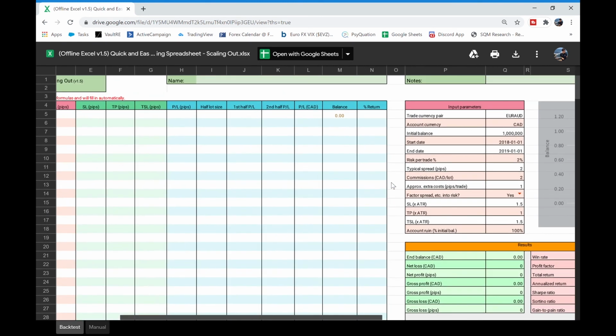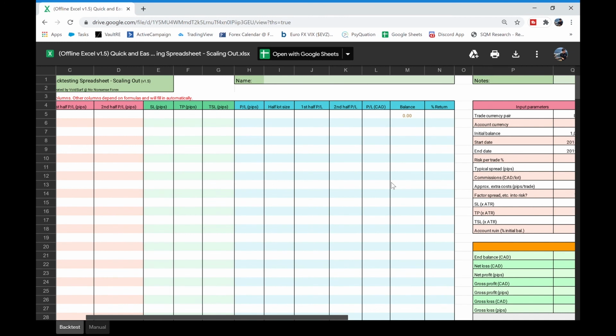But yeah, I would recommend to find a backtesting spreadsheet. If you don't want to create one yourself, your trading provider should be able to show you an example of a backtesting spreadsheet as well.